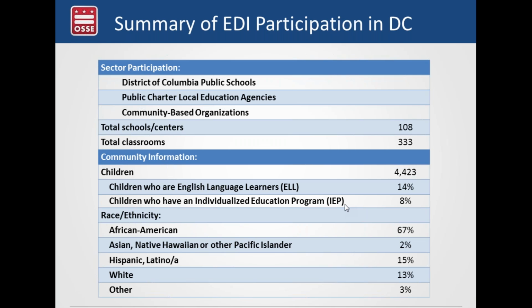14% were English language learners, 8% had IEPs. The race ethnicity breakdown somewhat mirrored overall population, although it's hard to find comparable data in the census. But this did lead stakeholders within DC to say, we got a pretty good representative sample the first time, but we do want to make it a little better. 67% of the children assessed last year are African American, 2% Asian, 15% Hispanic Latino, and 13% white. Next slide.